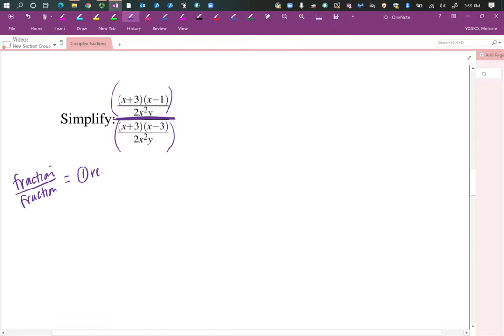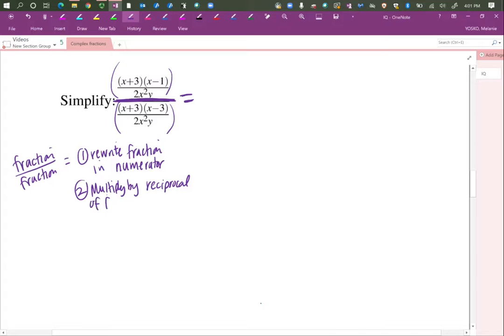we number one rewrite the fraction in the numerator. Okay, so we rewrite the numerator, and again, it's a whole fraction. You rewrite the numerator, so x plus 3 times x minus 1 over 2x squared times y.